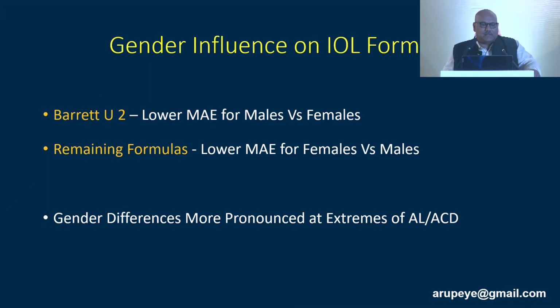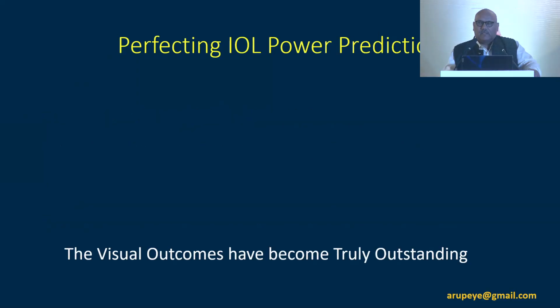Increasingly, we have realized that gender is playing an important role in these IOL power calculations. Barrett Universal 2 is most accurate for males rather than females, and other formulas seem to be more accurate for females than males. And these gender differences are more pronounced at extremes of axial length or anterior chamber depth.